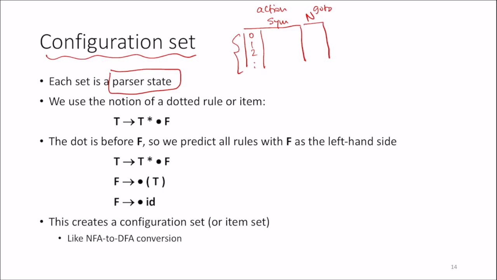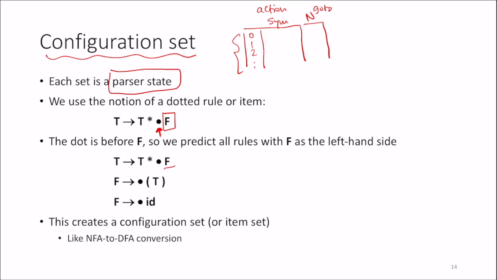So we use a dotted rule. We're going to use this notion of a dot here in order to construct a dotted rule. So here the dot is before an F. So it's before this symbol F. And essentially it's used to predict all the rules with F as the left-hand side, so that it knows that at this point, when your dot is on this part of the right-hand side of the rule, all of the F production rules are valid expansions at this point.